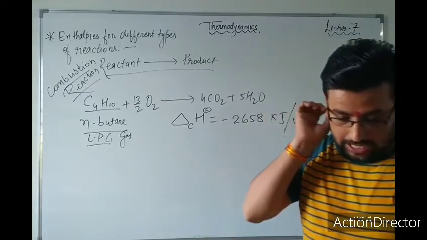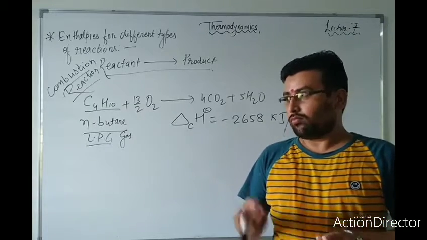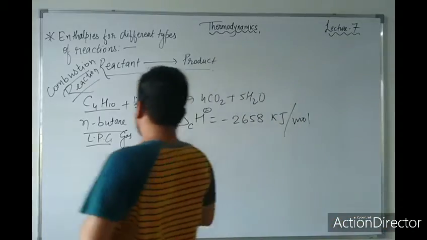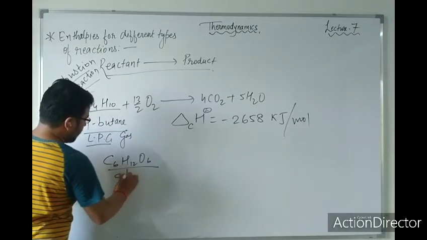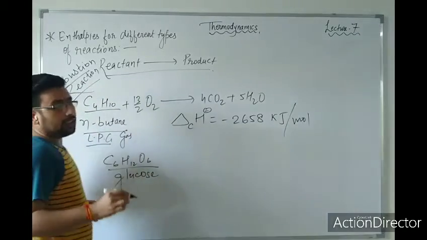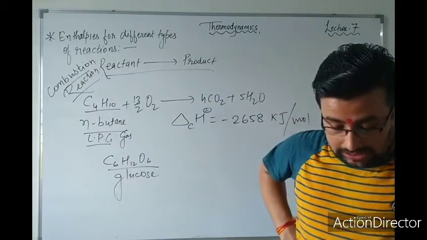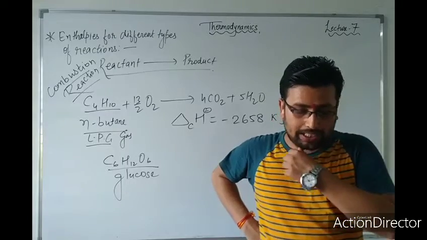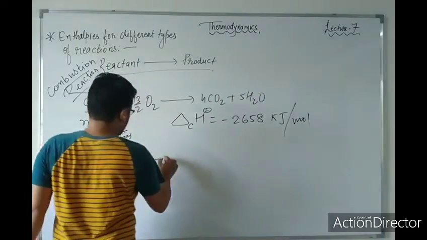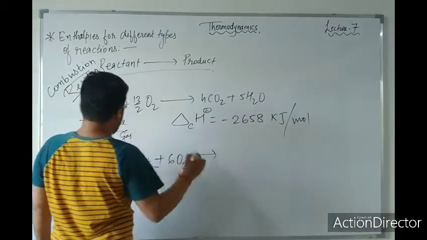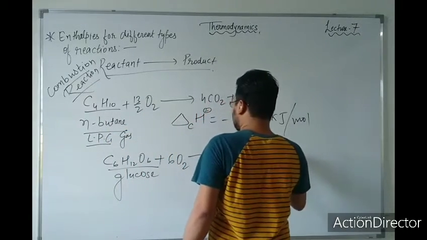Now the question is, if we burn glucose in our body, glucose C6H12O6, this is glucose, right? If we burn this glucose, then how much amount of heat is produced inside our body? Have you ever thought? Just keep in mind. As this glucose is burned with 6O2, what will happen, you know? 6CO2 plus 6H2O.